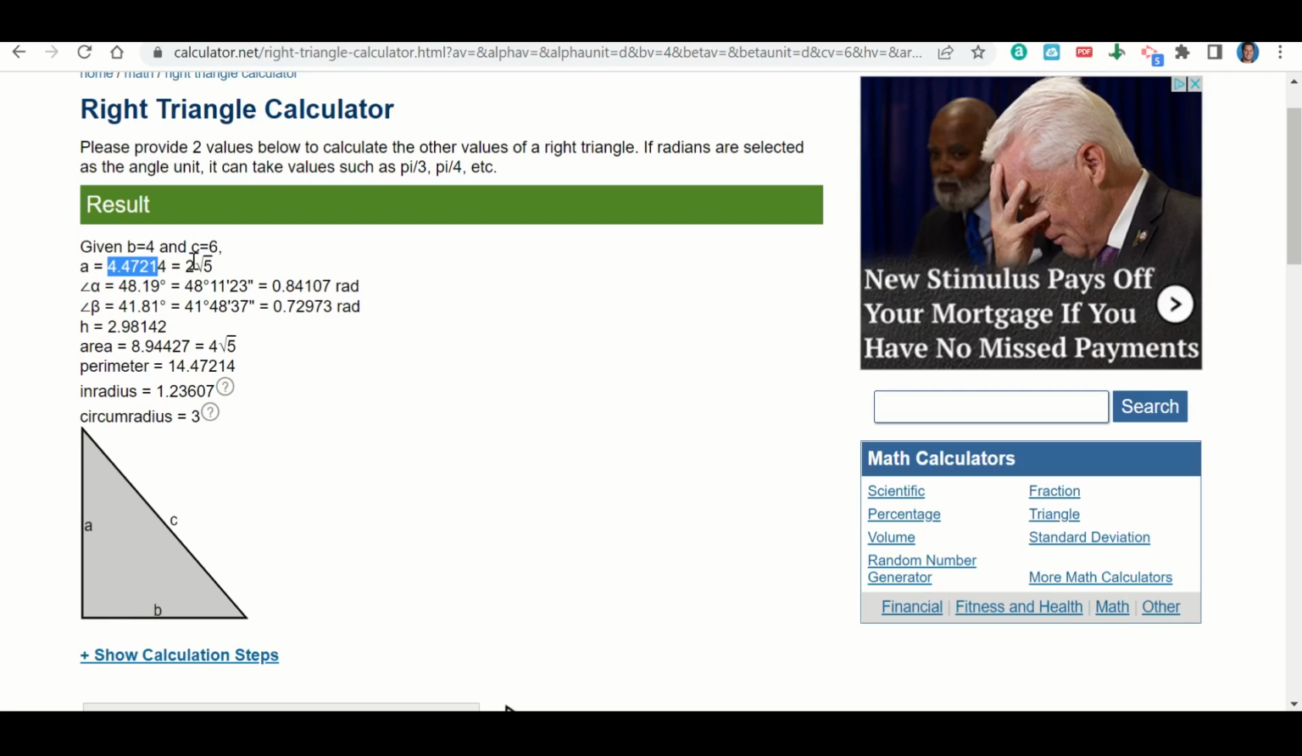4.47214, or 2 square root of 5, which is fine. That's not what we were looking for. What we were looking for was angle alpha. Well, we can see that angle alpha is 48.19 degrees. Angle beta, if that's the one we were trying to find, was 41.81 degrees. And we know that angle C here, this angle here, would be 90 degrees because it's a right triangle. So we can check and find any other missing information using this right triangle calculator.